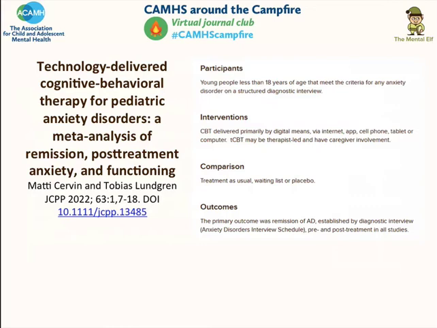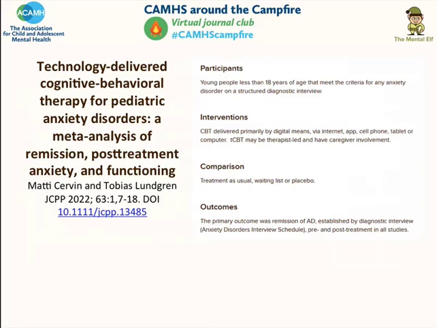And here we've pulled out the key features of the participants: young people less than 18 years of age that meet the criteria for any anxiety disorder on a structured diagnostic interview. So that's quite a clear and specific definition of that population group. We might talk about different ages and things like that, different aspects of the population, but that gives us quite a clear starting point.